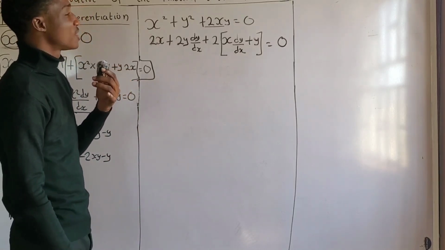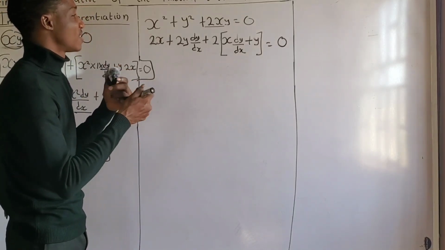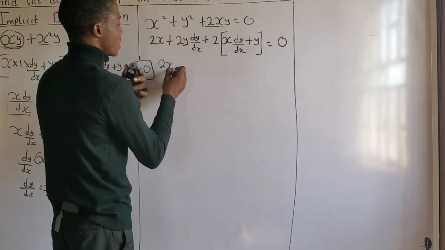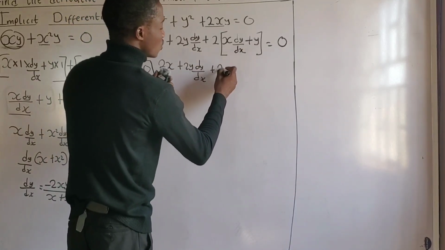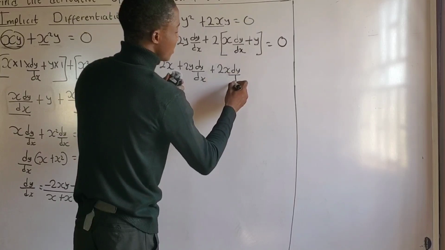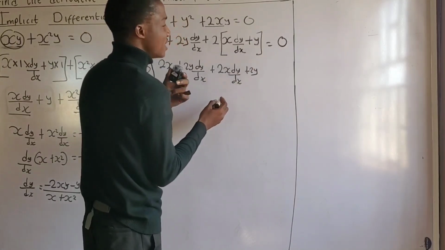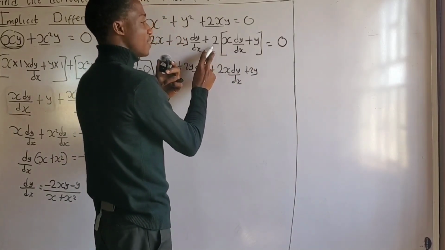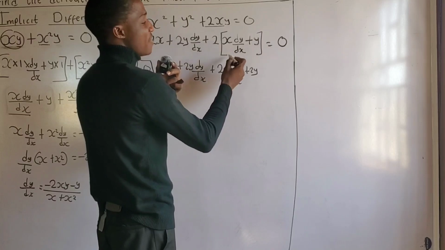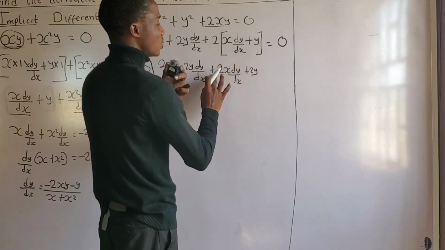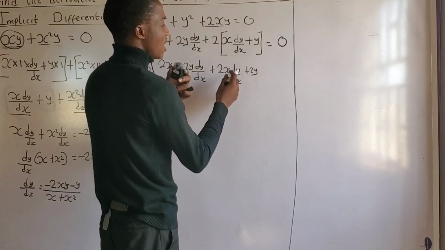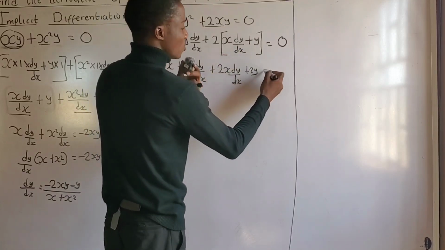Now, having gotten to this point, I'm going to have 2x plus 2y dy all over dx plus 2x dy over dx plus 2y. Do you know what I did? I just opened this and multiplied these two by everything that I have here. Do you understand? So that's how I got this. 2 times this will give me this, and 2 times y will give me 2y. This will be equal to 0.